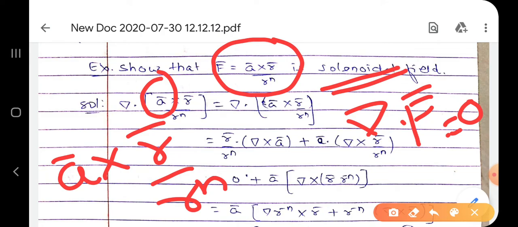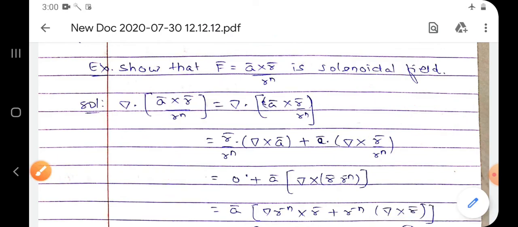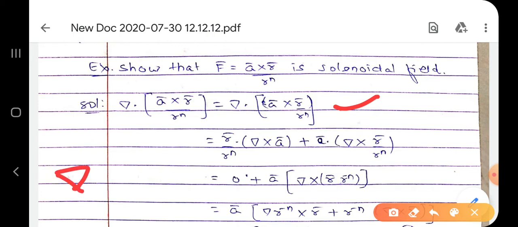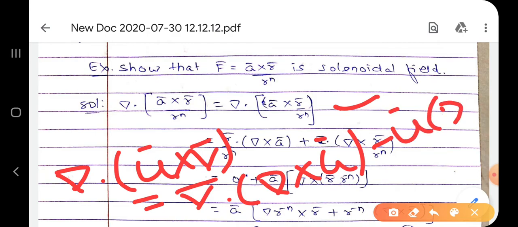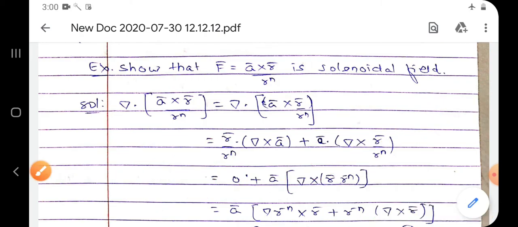We write a bar cross r bar upon r raised to n. Now use our formula. Which is our formula here? We are going to use del dot (u bar cross v bar) is equal to v bar dot (del cross u bar) minus u bar dot (del cross v bar). Just write with me so that you can understand the concept. So here u bar is a bar and v bar is r bar upon r raised to n.